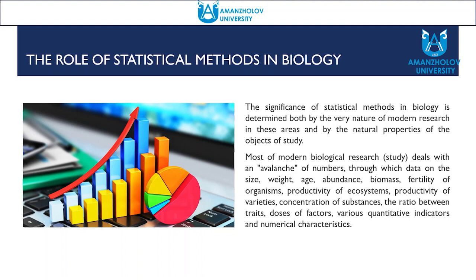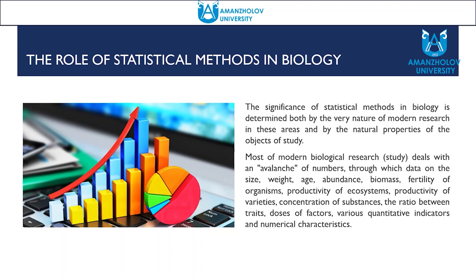The significance of statistical methods in biology is determined both by the very nature of modern research in these areas and by the natural properties of the objects of study. Most modern biological research deals with an avalanche of numbers: data on the size, weight, age, abundance, biomass, fertility of organisms, productivity of ecosystems, productivity of varieties, concentration of substances, the ratio between traits, doses of factors, various quantitative indicators, and numerical characteristics.